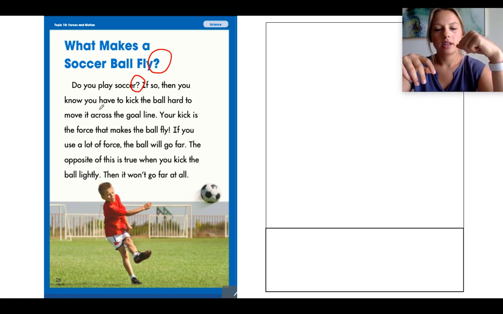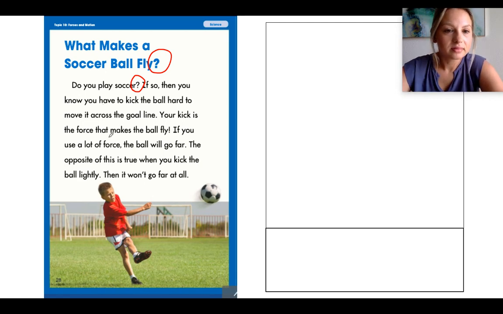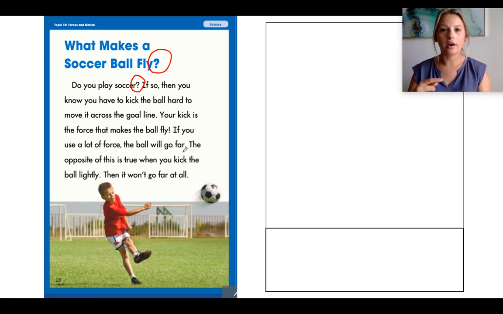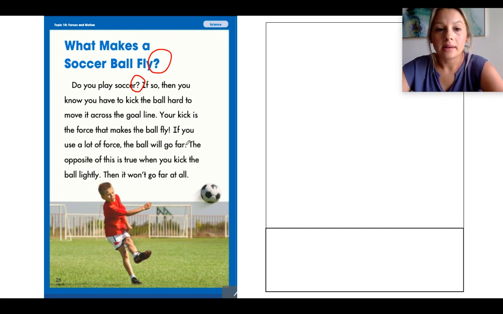So when you're kicking, you are pushing the ball that way. If you use a lot of force, the ball will go far. So if you do a big kick, it'll go far. Remember when I had the lime on the table and I did a big kick and it rolled off the table? Same thing with the soccer ball. If you do a big kick, the ball will go really far and high. If I did a baby kick, it wouldn't go that far. The opposite of this is true when you kick the ball lightly. Then it won't go far at all.